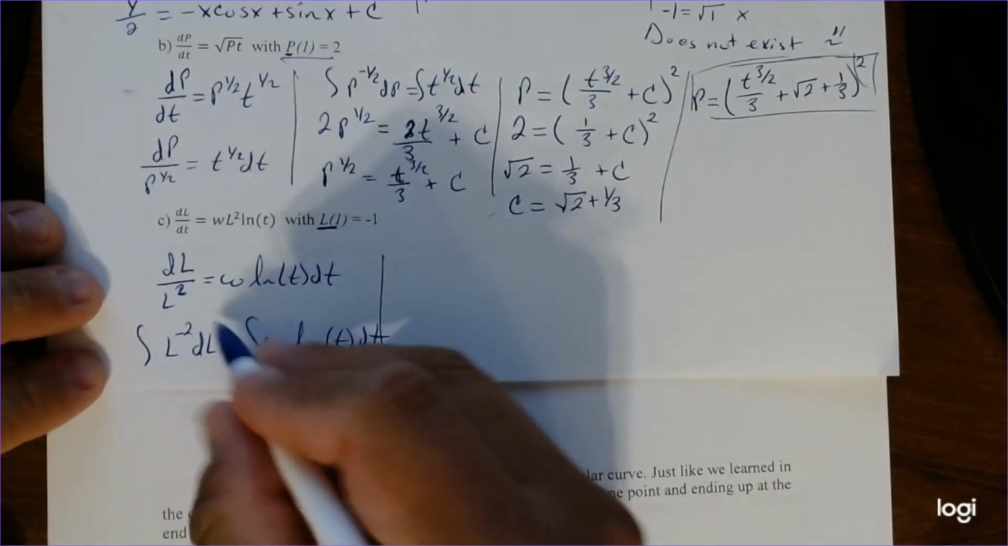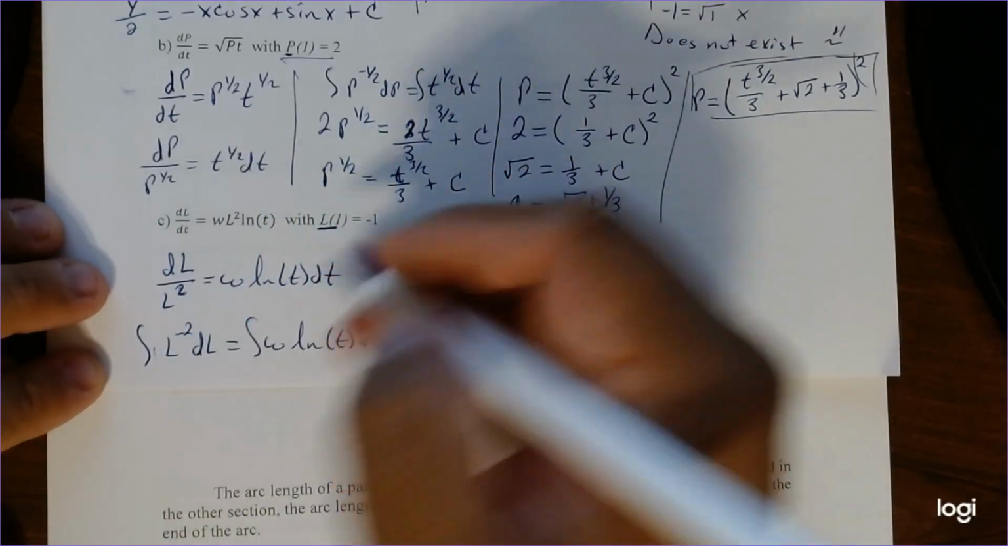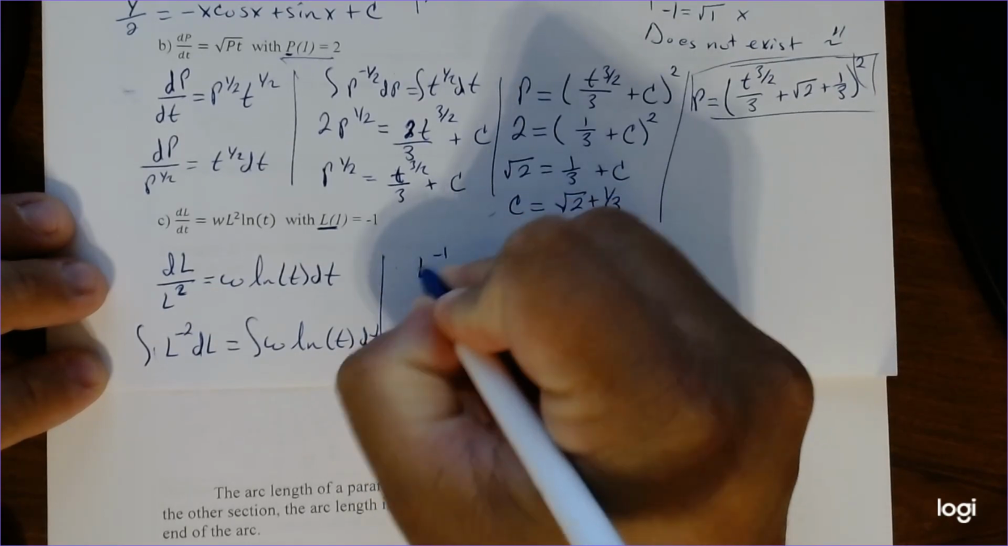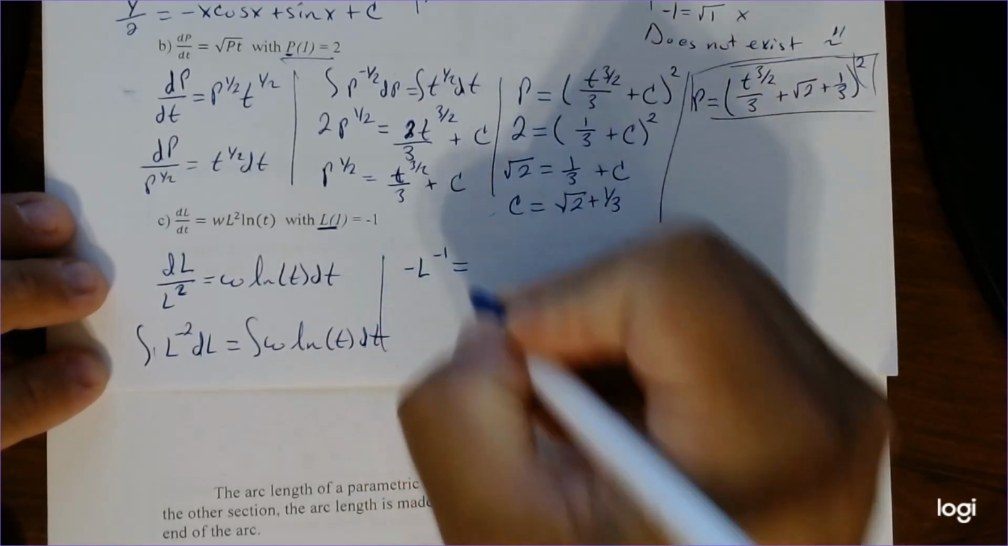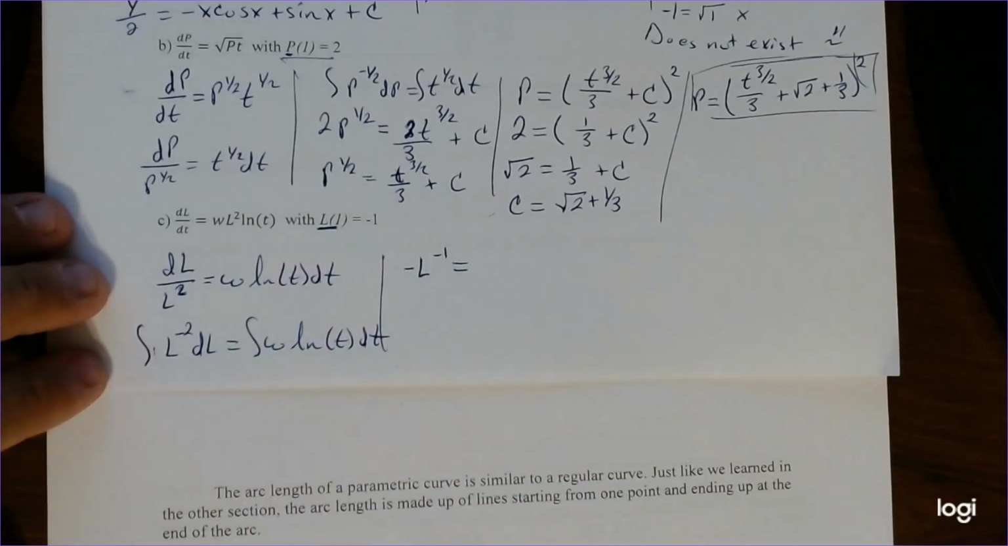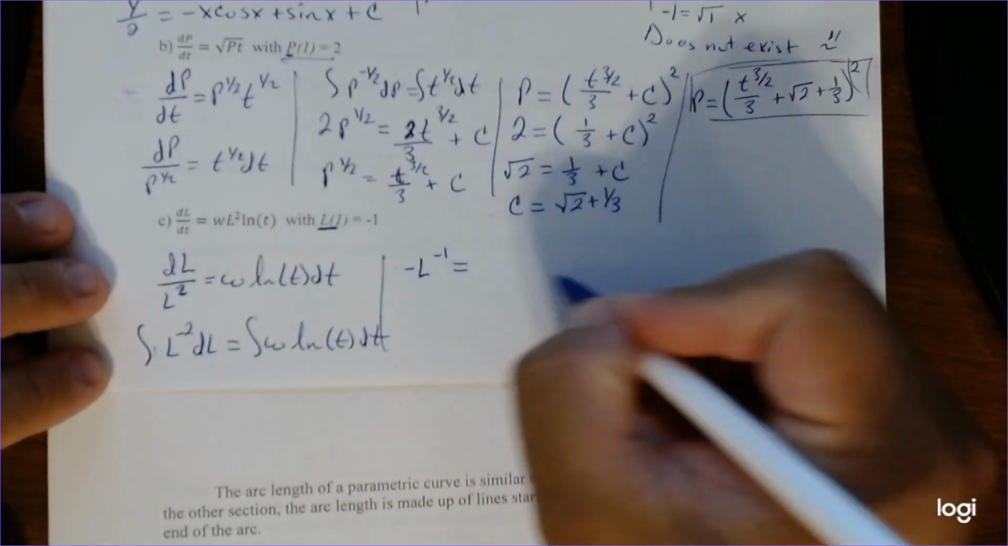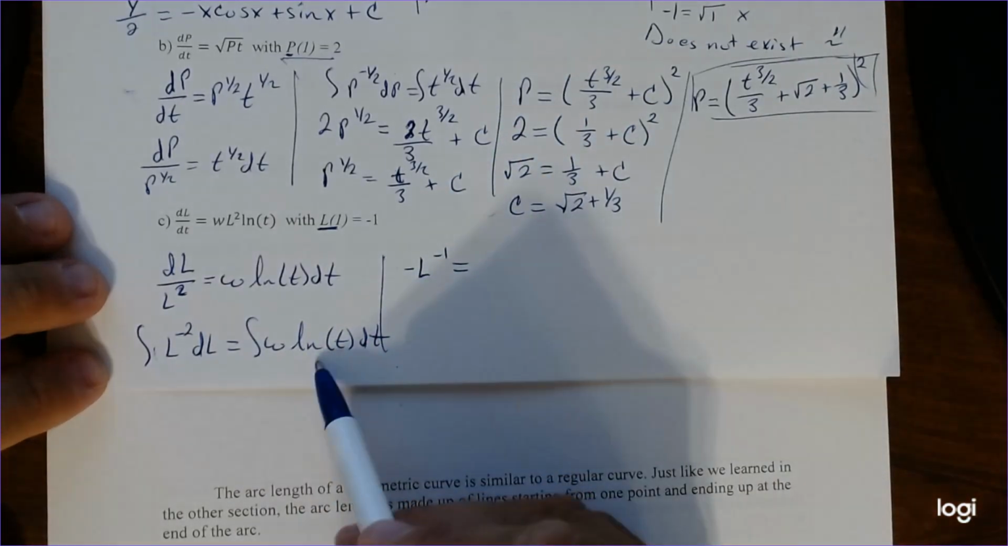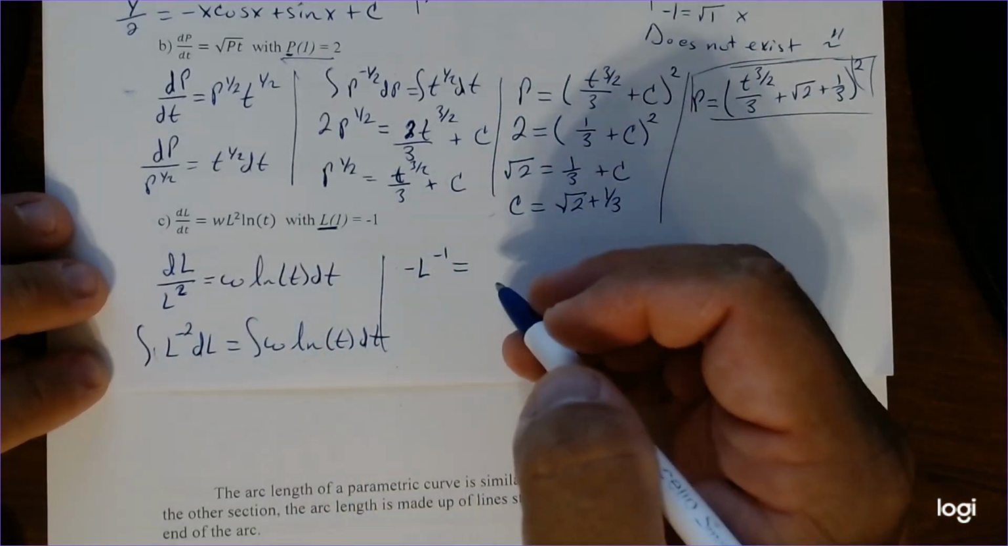So one side, not too bad, right? Integral of this is going to be add 1, so it will be L to the negative 1. Okay. Equals, on this side, again, integration by parts. So I'll let you guys do that integration by parts since we've done this actually a lot of times. So I'll just give you guys the end result.